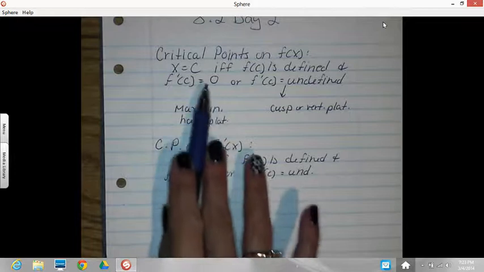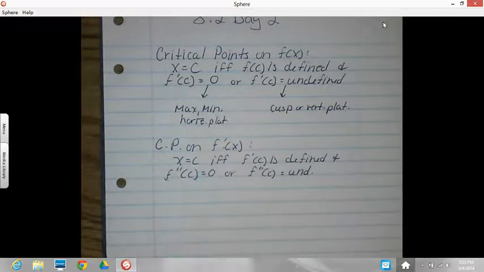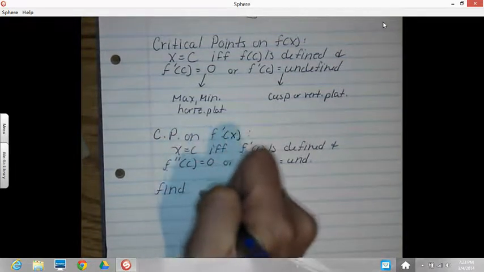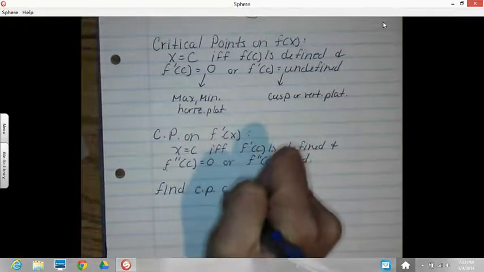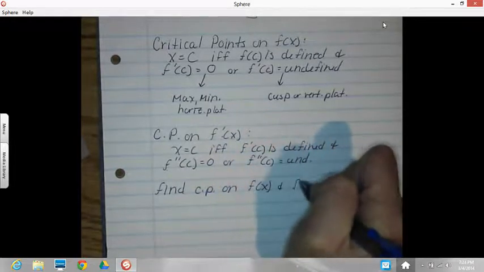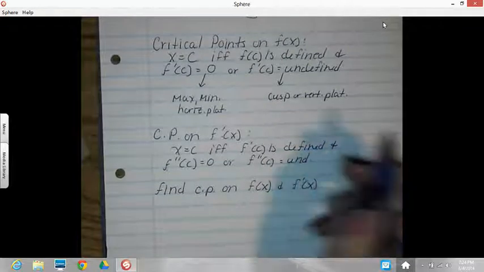So we've just got to do these 4 things algebraically. All today, well, algebraically and with calculator at the end. So just, I think, 3 or 4 examples, and they're all the same. Find critical points on f of x and f prime of x. So, here we go.